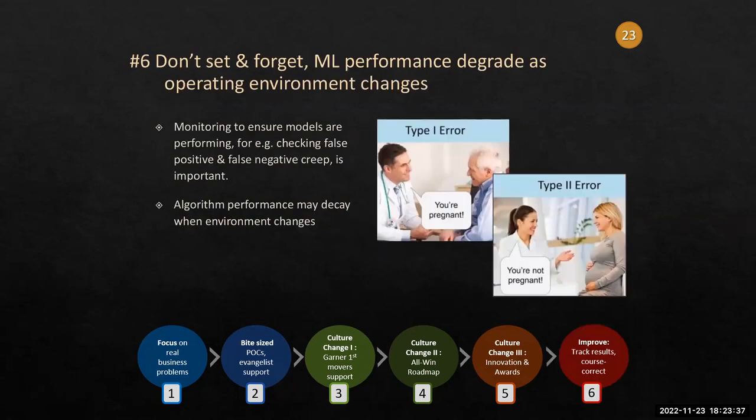This is a little bit more technical. As in all machine learning models, if you set and forget, the environment sometimes changes, but the algorithm is still the same. So algorithms are like babies, they need to be looked after. Monitoring to ensure models are performing is very important, as algorithm performance may decay because the environment changes but the software is still the same. Unless you have self-learning software, which is different, which we can cover very quickly after Q&A.